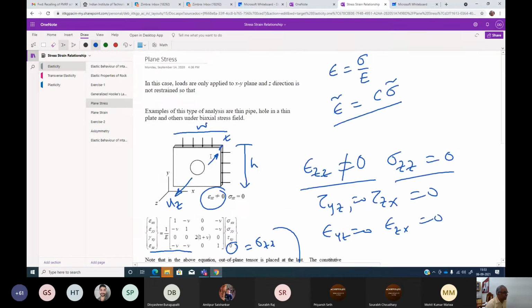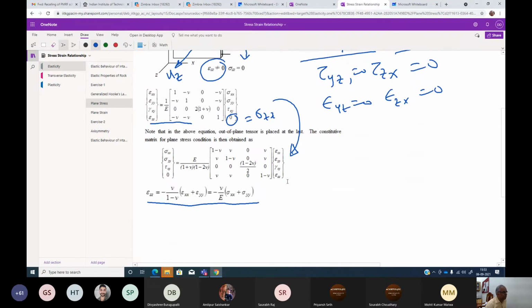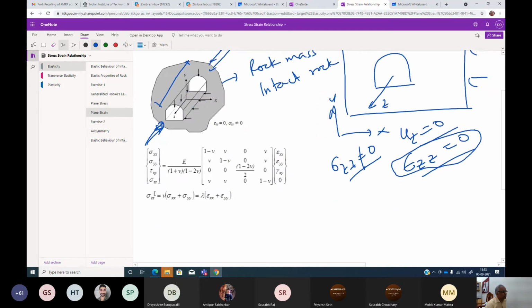Now here you see just the plane stress. Here it is 0 and here it is epsilon z. Rest of this matrix is the same. So now I can estimate sigma zz like this. So there will be an out of plane stress and an out of plane strain, and whatever shear strain and shear stress belong to the z direction will be 0.